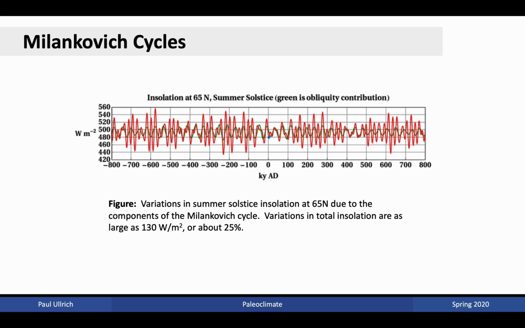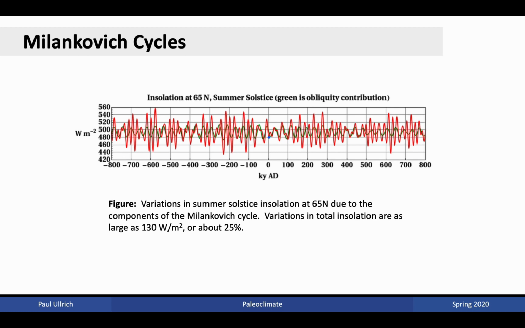Here in particular, we see the variations in summer solstice insolation at 65 degrees north due to the various components of the Milankovitch cycle. Variations in total insolation are as large as 130 watts per meter squared, or about 25% of the total amount of insolation received at that latitude. This is of course very substantial and can greatly change the energy balance of the Earth's system.